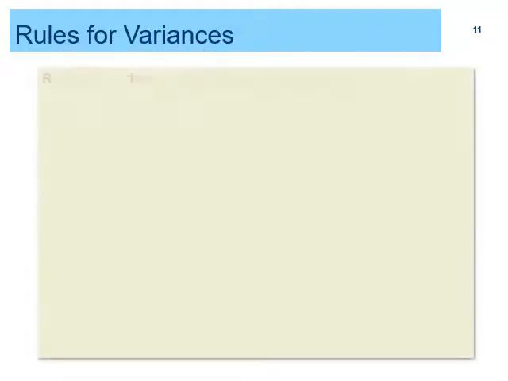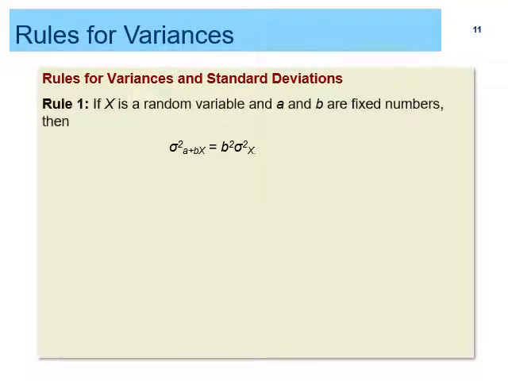So now we will see rules for variances and standard deviations. Rule 1 is if x is a random variable and a and b are fixed numbers, then variance of a plus bx is equal to b squared sigma squared x. What does this mean? It means if we add a constant a to every value of a random variable, then its variance is unchanged.